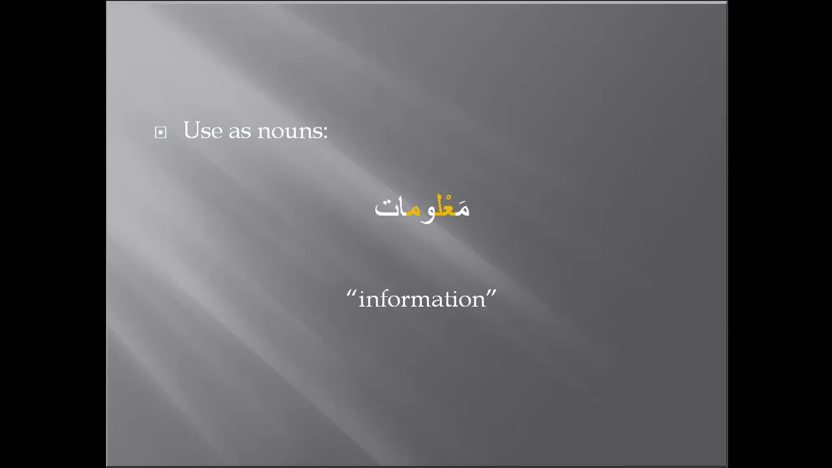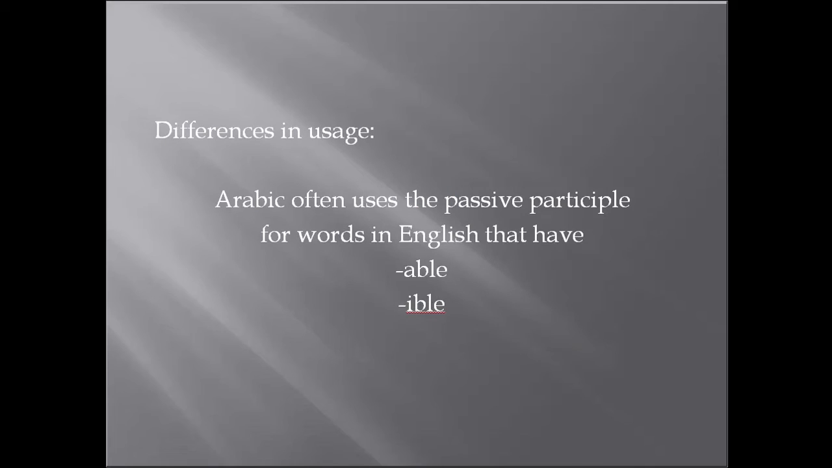Now, of course, this seems so simple we have to throw a wrench in here somewhere. So there's slight differences in usage, and these are really very slight. They're not really changing the meaning a whole lot. Arabic often uses a passive participle for words in English that we have these endings for. Basically means something that can be or is able to be whatever the action is. Now it's a slight difference.